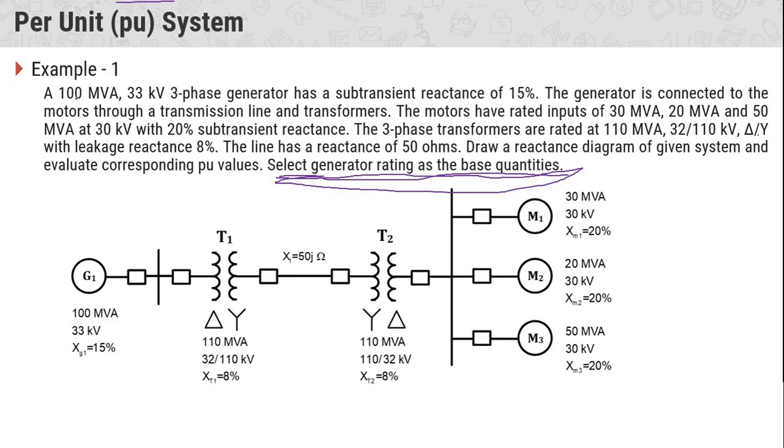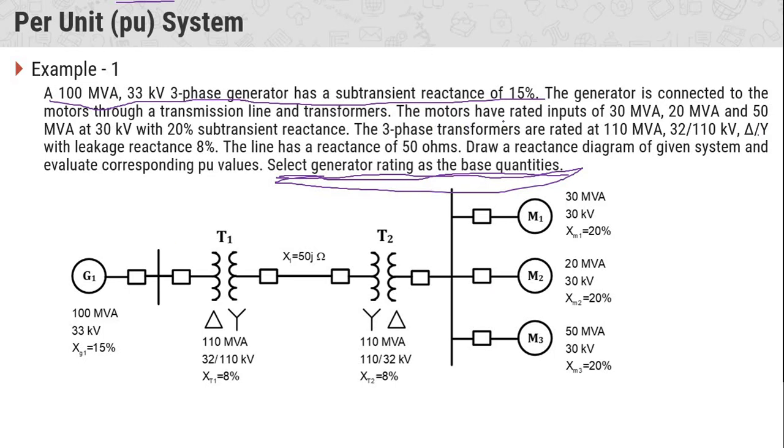Now the generator parameters are 100 MVA. So write 100 MVA, 33 kV, and the sub-transient reactance is 15%. This is the value given for the generator: 100 MVA, 33 kV, and the sub-transient reactance, Xg1, is 15%. Now this generator is connected to the motor through a transmission line and the transformer. So this is the transformer.